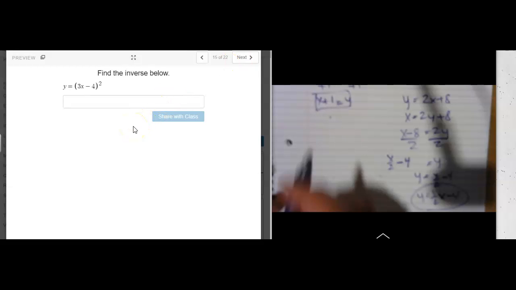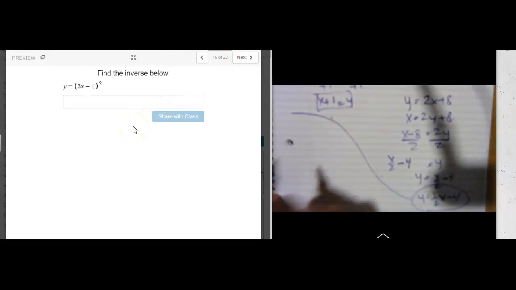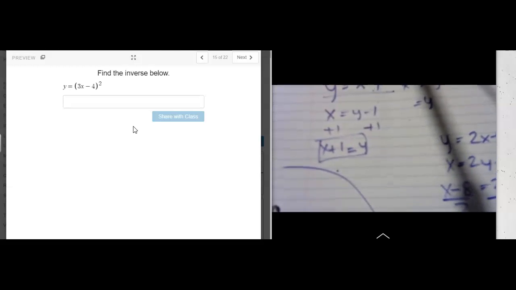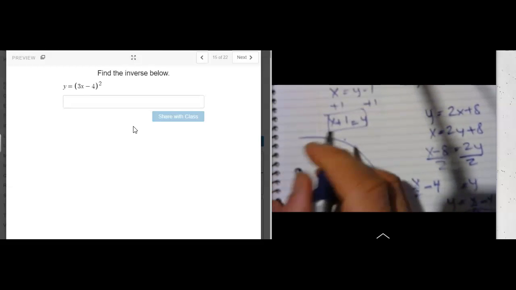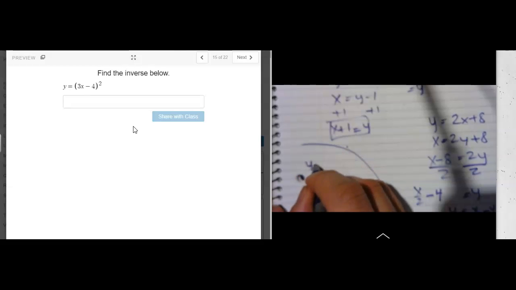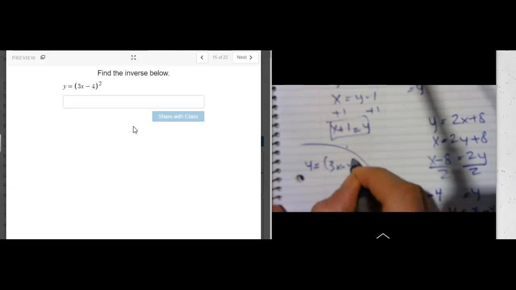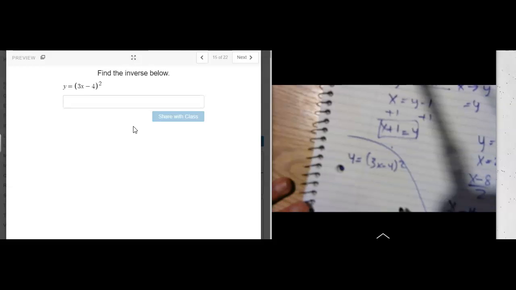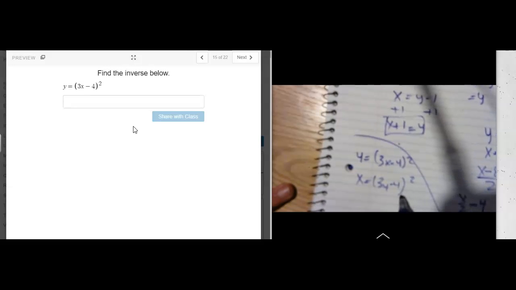Find the inverse of this guy. So this one's a little more complicated, like I told you. Not always going to be able to see them right off the bat. Okay, and that's okay. So y is equal to 3x minus 4 squared. So what you're doing there is switch x and y. You get x equals 3y minus 4 squared. Okay, now you got to get that y by itself.